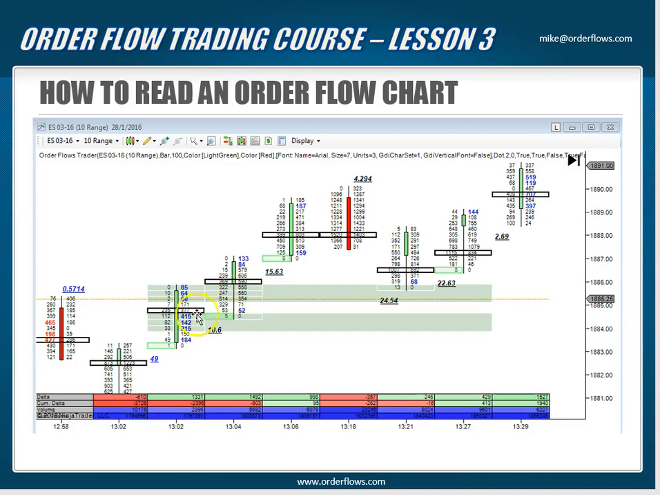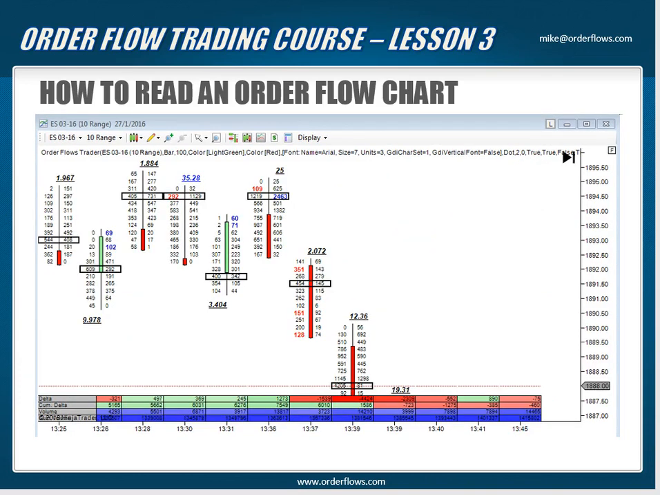Why did the market retrace back to this level here? Why did this market come back to this level here? These are questions that order flow will help you to answer. In the past, nobody could really have a firm answer, back before computers. When you're just looking at individual bar charts, it was a lot more difficult. Now with the advent of computers, it's a lot easier.